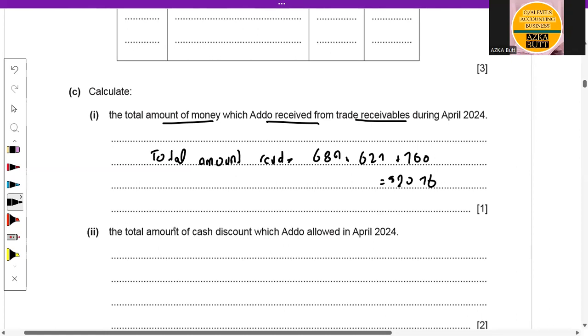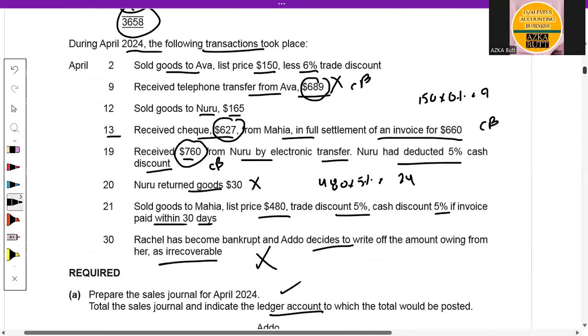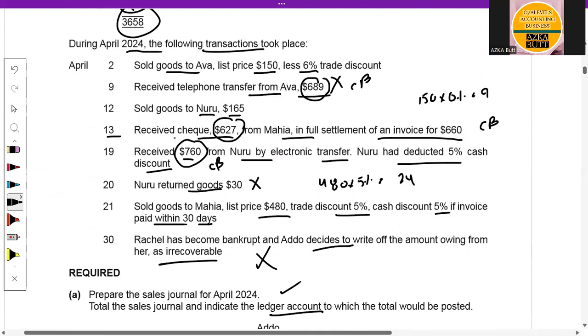And now we have to see the total amount of cash discount which Ado allowed in April 2024. Okay, first of all, we received the check from Mahira. Invoice was 660, but we received 627. So the difference would be the discount which we allowed to Mahira. 660 minus 627 is 33. So first of all, write 33 as your discount.